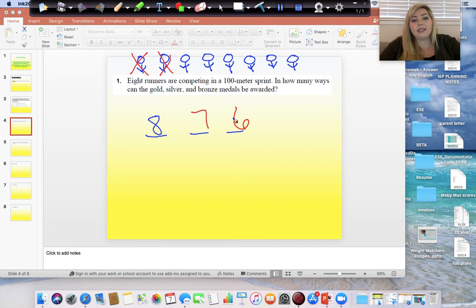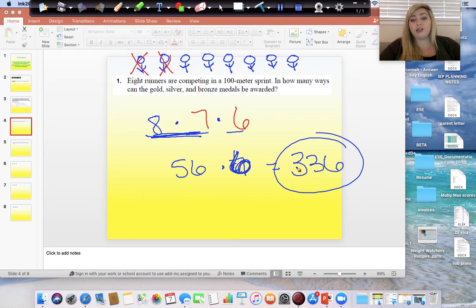So many different ways that we could figure out how many different ways we have. By putting 8, 7, and 6 here, and then multiplying them together using the fundamental counting principle, 8 times 7 gives us 56, and then we need to multiply 56 times 6, not times 7. That's how many choices we have. So you can use your calculator. 56 times 6 gives us 336. So there are 336 options for people getting gold, silver, and bronze out of 8 runners.